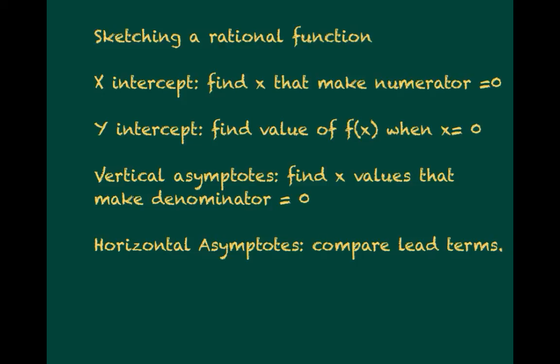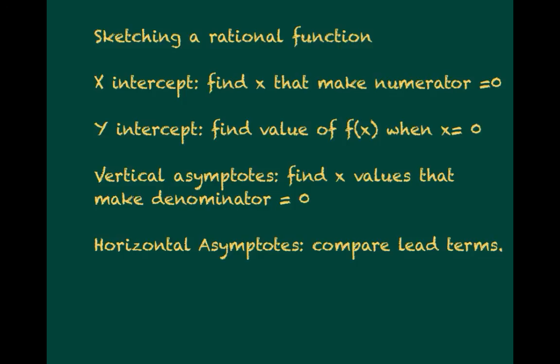Okay, so here are the steps when you're sketching a rational function. To find the intercepts, the x-intercepts are just the x's that make the numerator equal to 0, so factor the numerator and set it equal to 0. To find the y-intercept, you just find the value of the function when you plug in 0 for x. The vertical asymptotes are found by the x values that make the denominator equal to 0. So in the same way you find the x-intercepts, but instead of factoring the numerator, factor the denominator and set it equal to 0.